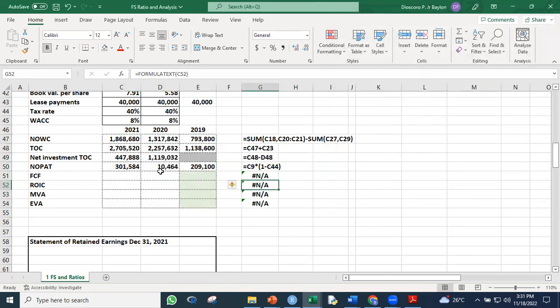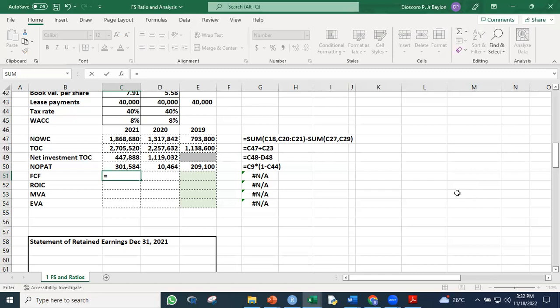All right, then you can see here that NOPAT really decreased in 2020. From 209, naging 10 na lang siya. Pero nag-rebound naman in 2021. Okay, free cash flow, class. We're running out of time, so let's just quickly answer this. What's the free cash flow? Amount available for distribution to investors. So you take the NOPAT, and then you subtract the net investment in operating capital.